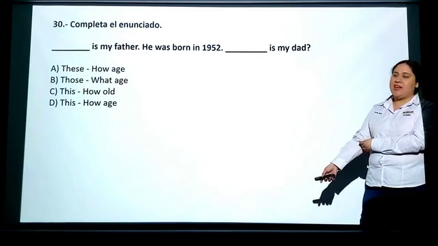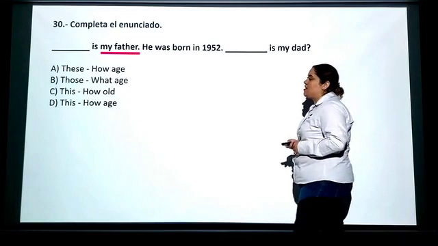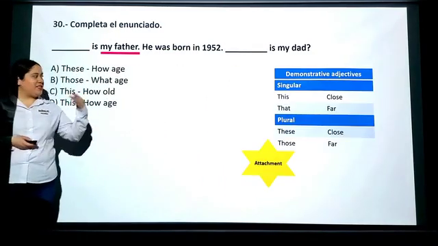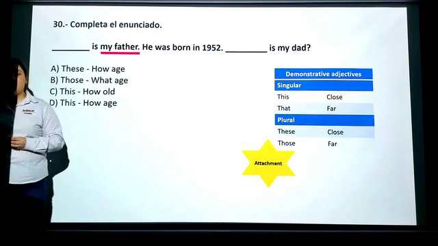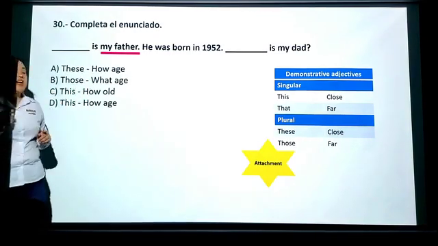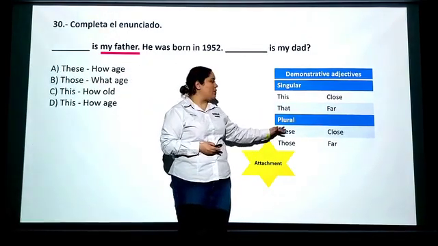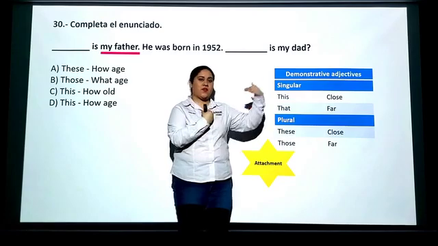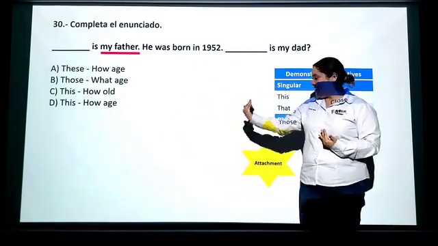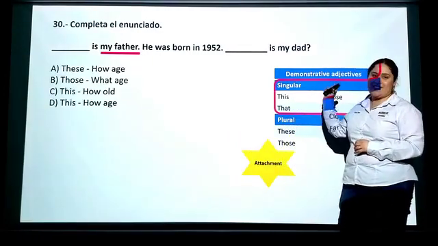He's my father. He was born in 1952. He's my dad. Let's pay attention to these, okay? We have my father, and we also have this, the demonstrative adjectives. We have this, that, these, and those. As you can see, the categories are singular, plural, close, far. In this case, I am talking about my dad. He's right here. So I'm going to use this.